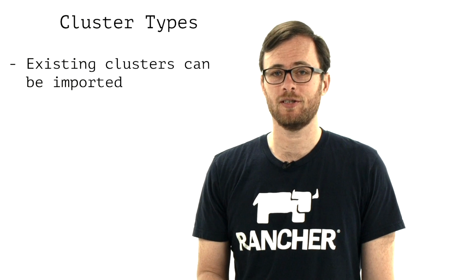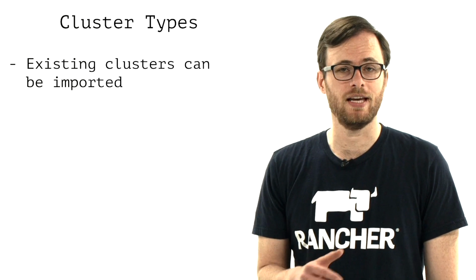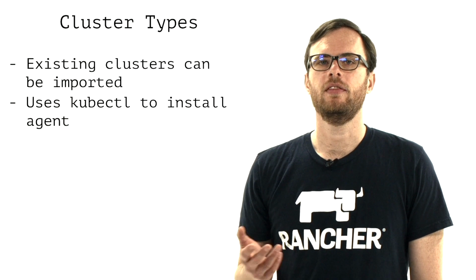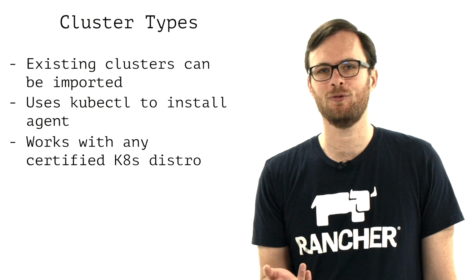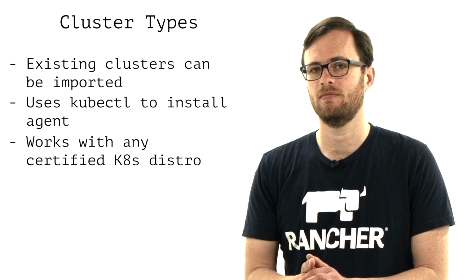Finally, if you already have Kubernetes clusters running out there, or if you're using something like K3s, which is a good idea, you can import those clusters into Rancher. Rancher will give you a kubectl apply command to run against that cluster. And this will install the Rancher agent, connect it back to the Rancher server, and the cluster will be available for Rancher to manage. Very simple.